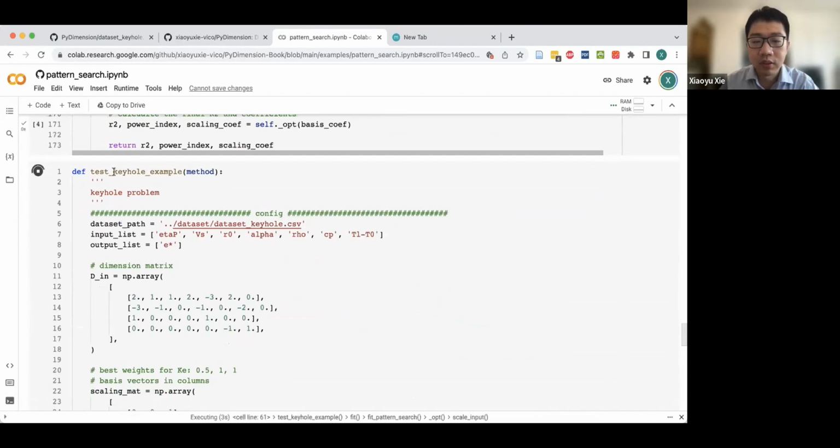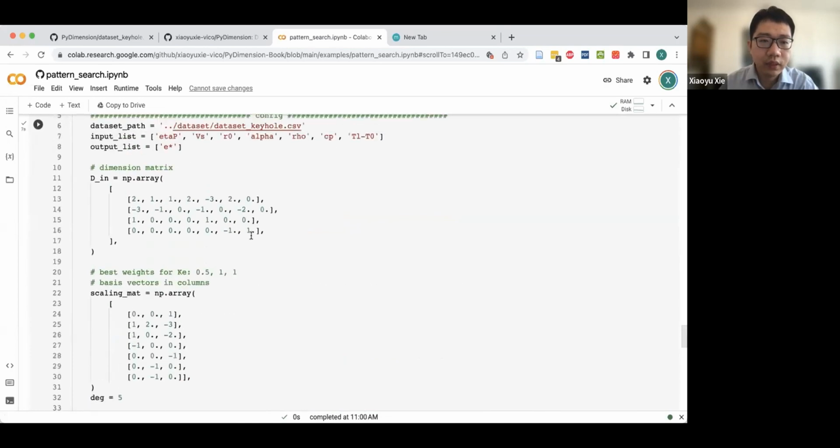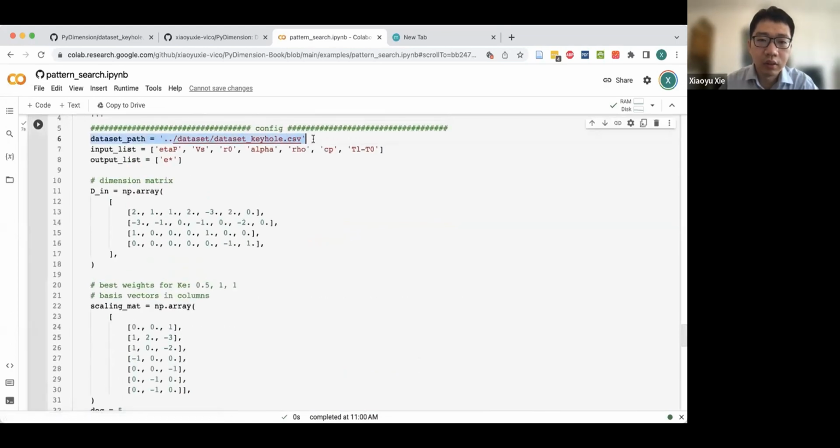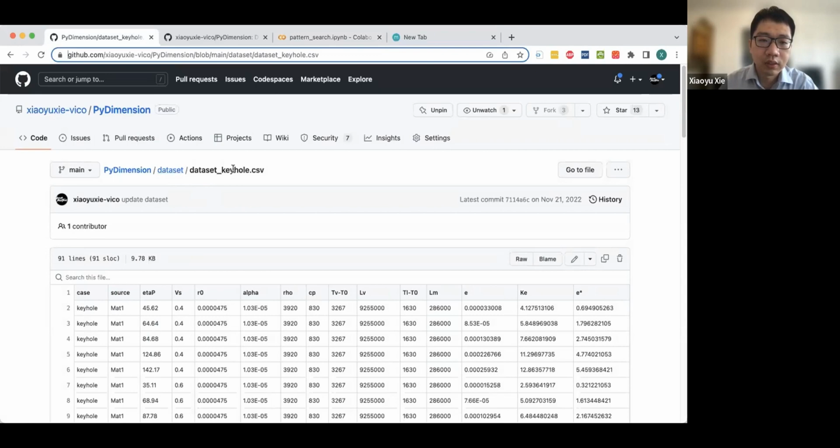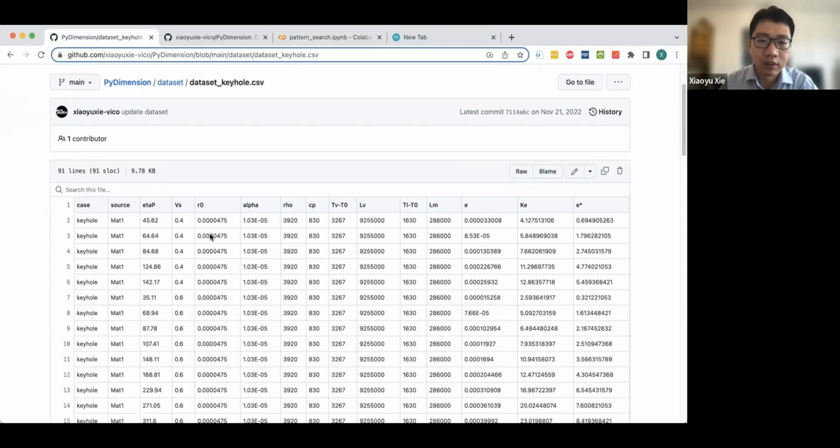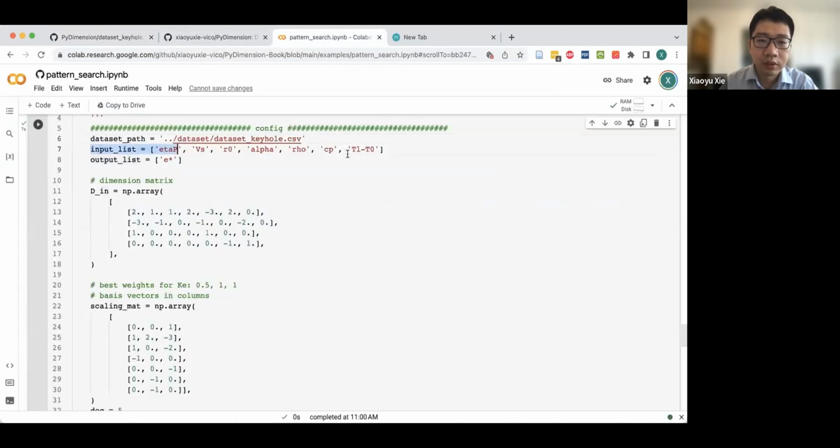Here I demonstrate the code on the keyhole dynamics problem. The first thing is you need to import the data set, which is in the data set folder under keyhole. If you open the data set file, you can find this spreadsheet with different columns for different parameters. This is the keyhole depth, and you need to set your input list, which is basically a title for each parameter that we care about.